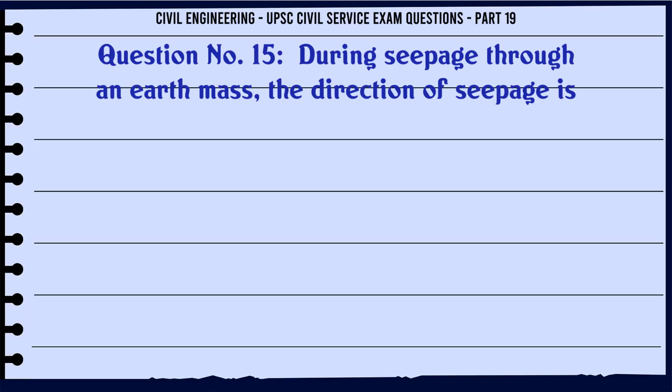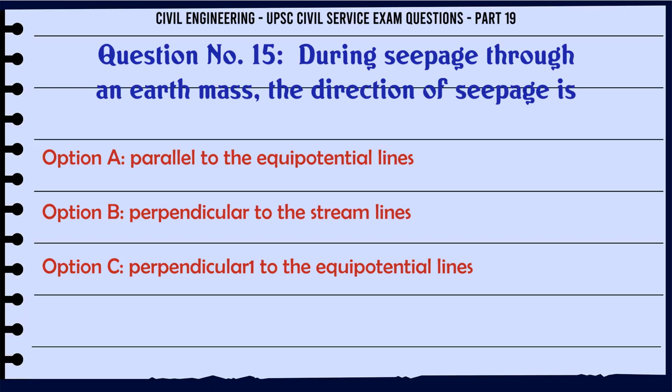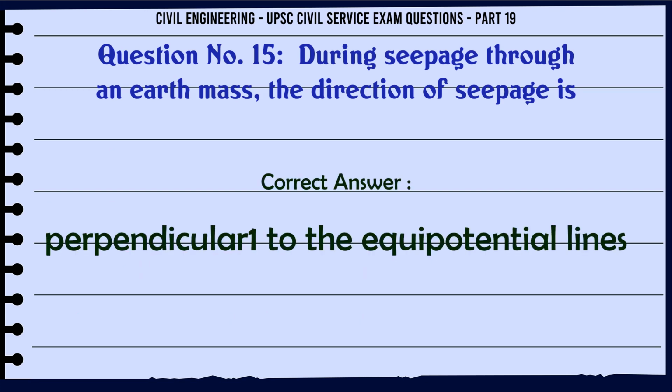During seepage through an earth mass, the direction of seepage is A. Parallel to the equipotential lines, B. Perpendicular to the stream lines, C. Perpendicular to the equipotential lines, D. Along the direction of gravity. The correct answer is perpendicular to the equipotential lines.